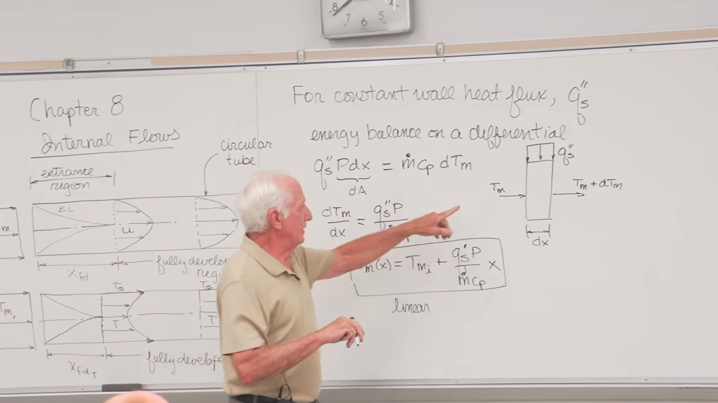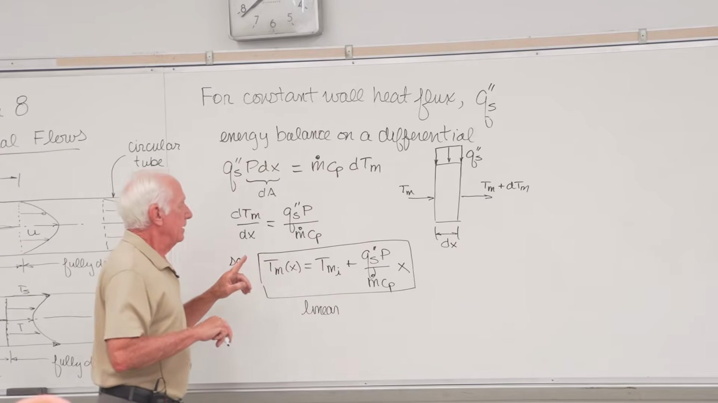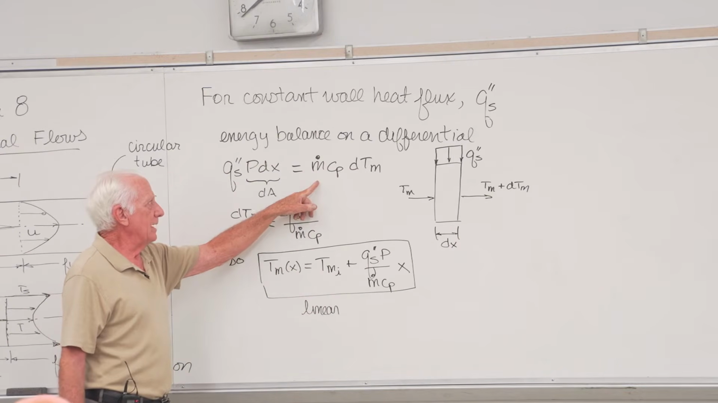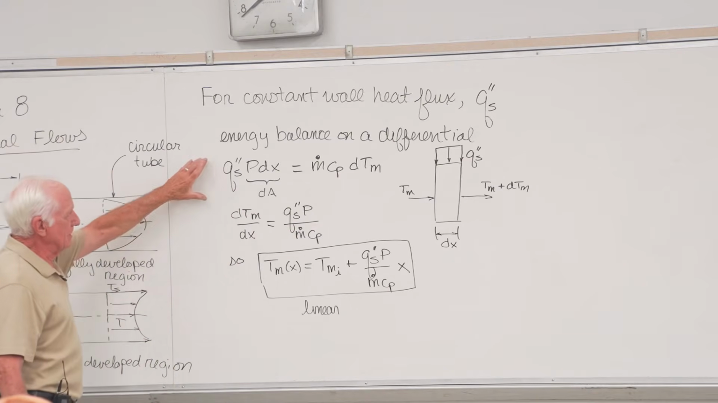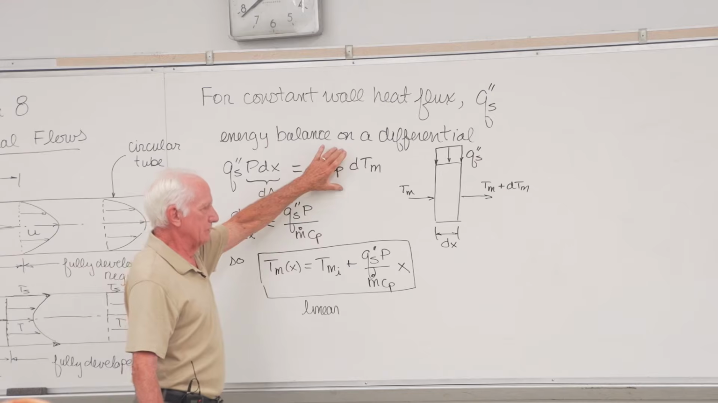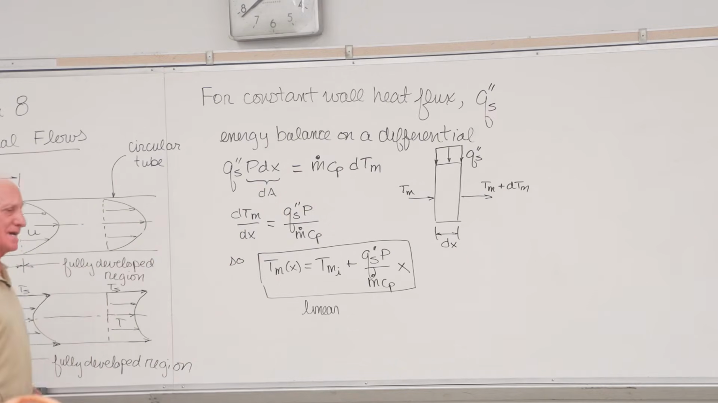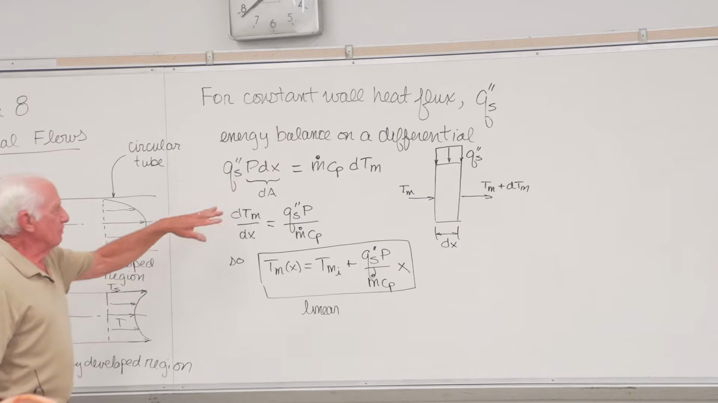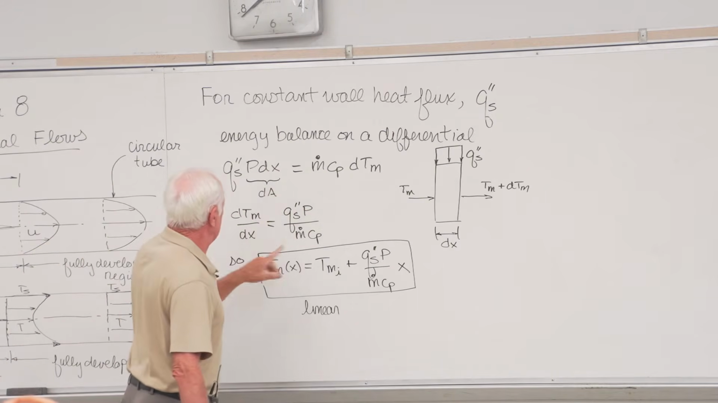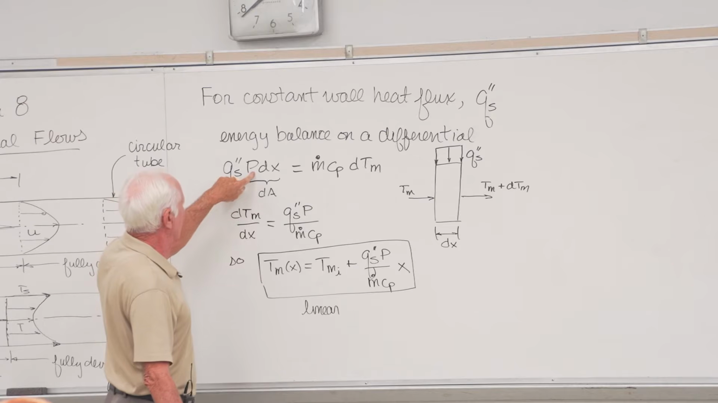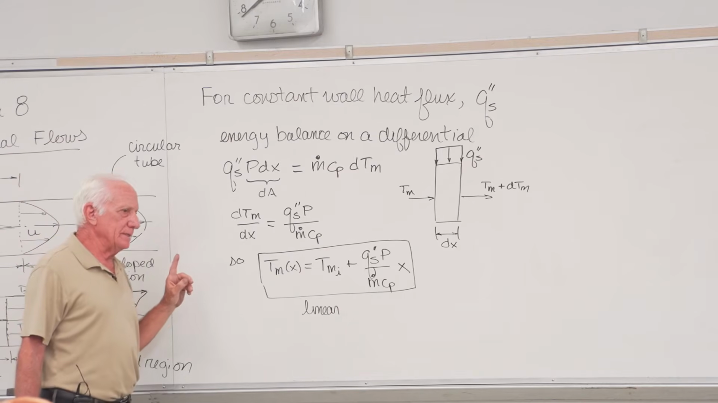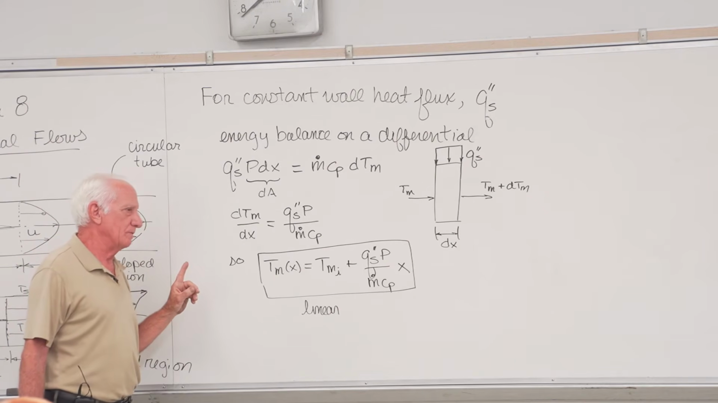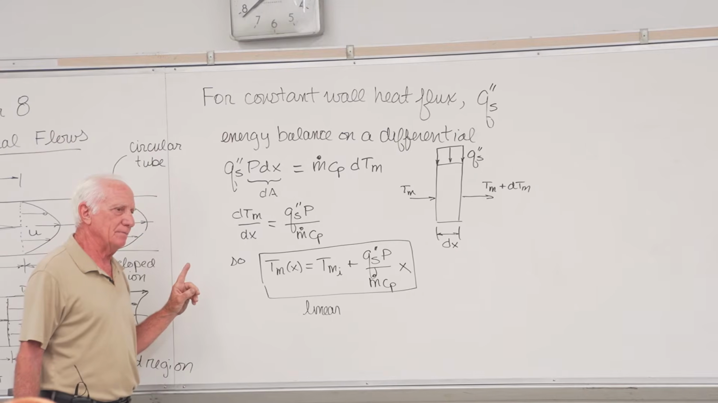What does that do? It raises the temperature of the fluid. Here it is, thermo, m dot C sub P dTm. That's how much the temperature changed. So energy coming in from the heat source equals the energy added to the fluid to raise its temperature. We then separate variables. dTm divided by dx equals Qs double prime perimeter divided by m dot C sub P. Got it. The right-hand side is a constant. Qs double prime a constant, perimeter a constant, m dot a constant, C sub P a constant.